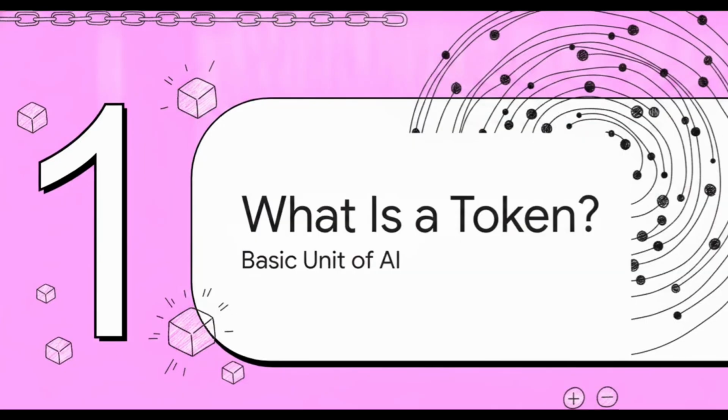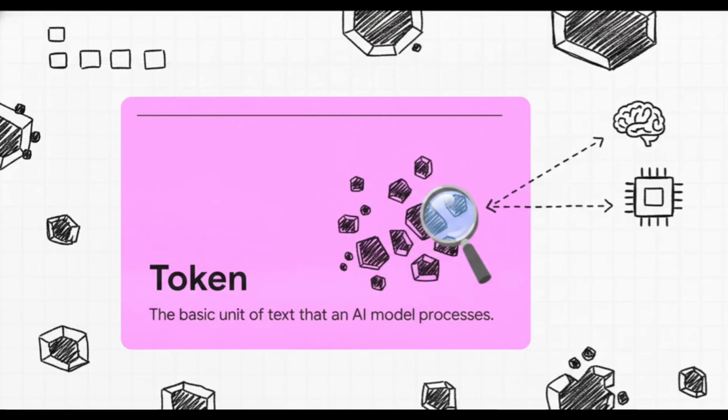So, part one, what is a token? The basic unit of AI processing. Simply put, a token is just a really small piece of text that an AI model processes. But here's the kicker. It isn't necessarily a whole word. It's really just a chunk of data.